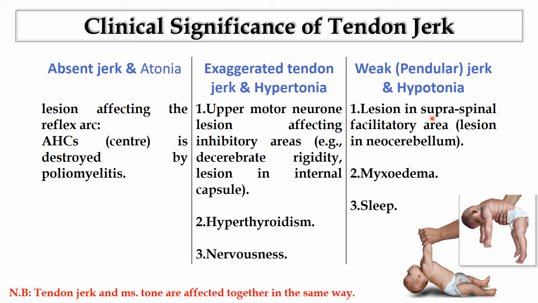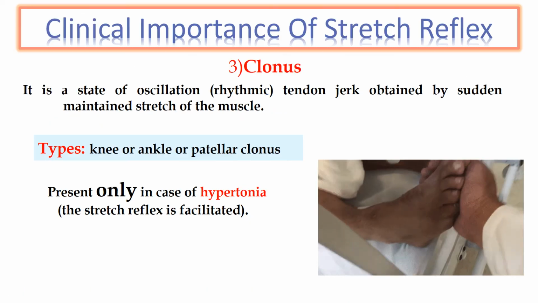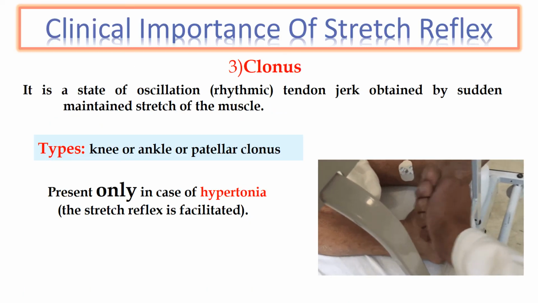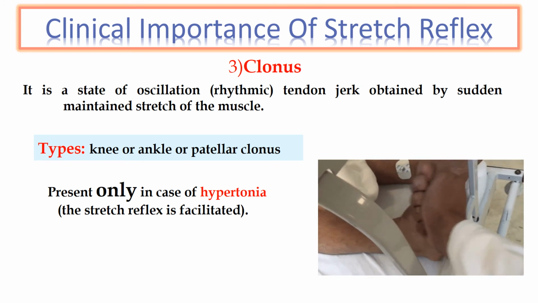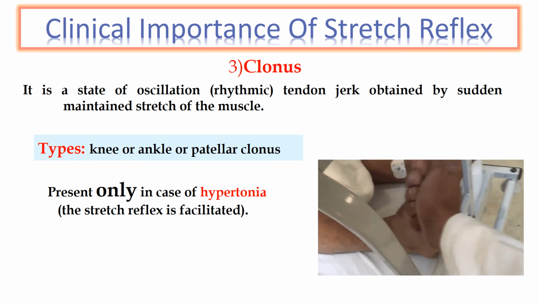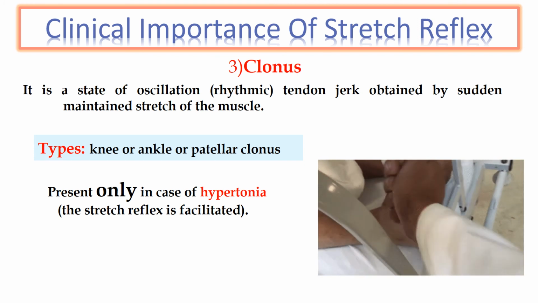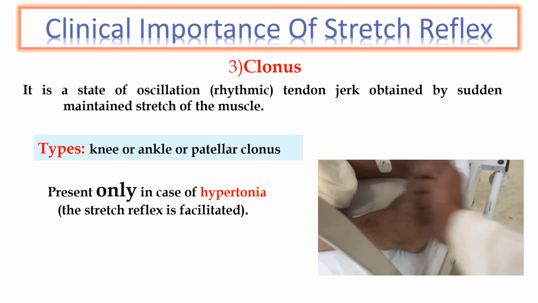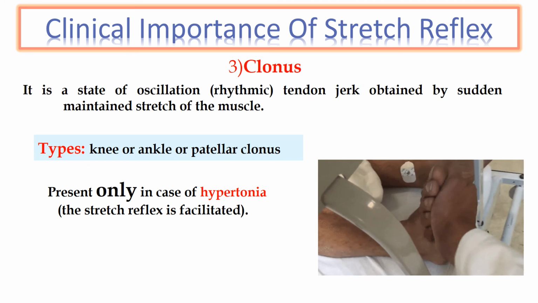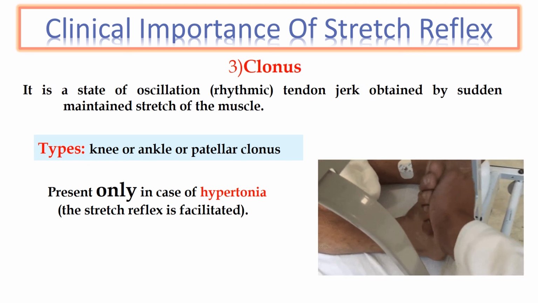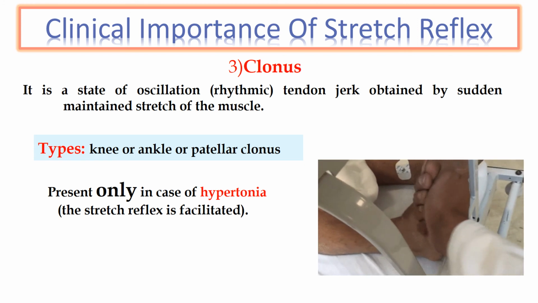At the same time, in myxedema, which is the contrary of hyperthyroidism, it's hypothyroidism in adults, and in sleep conditions, the muscle tone decreases. What is the clinical importance also of the stretch reflex? What we call clonus. I think it's already explained to you in the practical section, but it's a state of oscillatory, rhythmic contractions of the muscle, as you see in the animated picture here. Oscillatory or rhythmic contraction occurs in the muscle, obtained by sudden and sustained stretch.